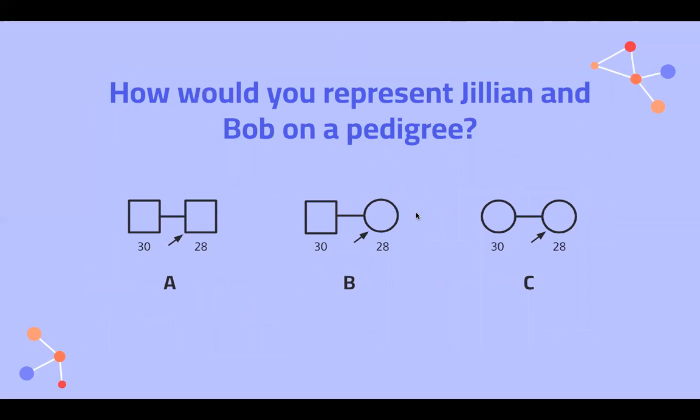So first step, how would we represent Jillian and Bob on a pedigree? We're going to give you 3 options per question. So choose what you think is the best answer between A, B, or C. And feel free to pause the video to think this through and then continue whenever you're ready.